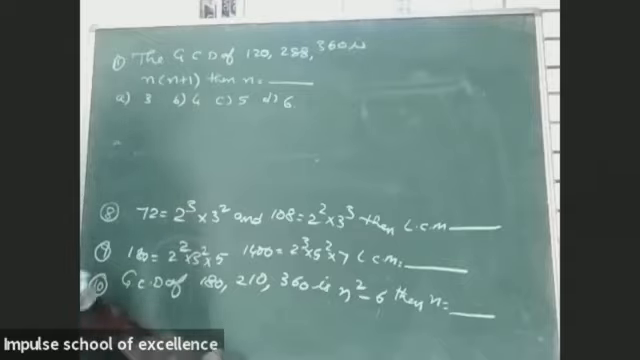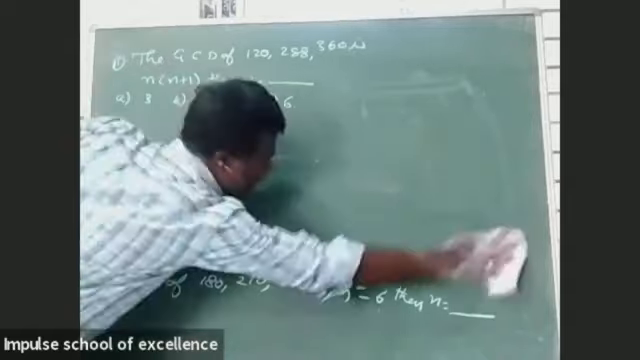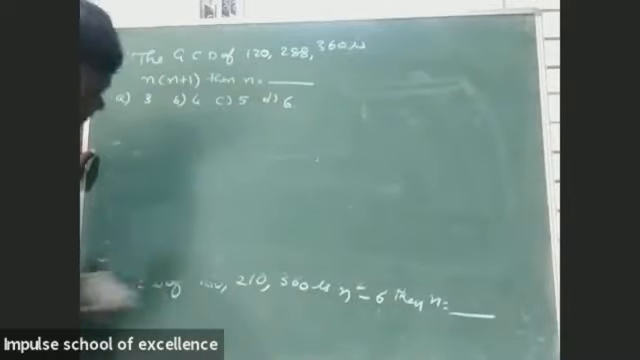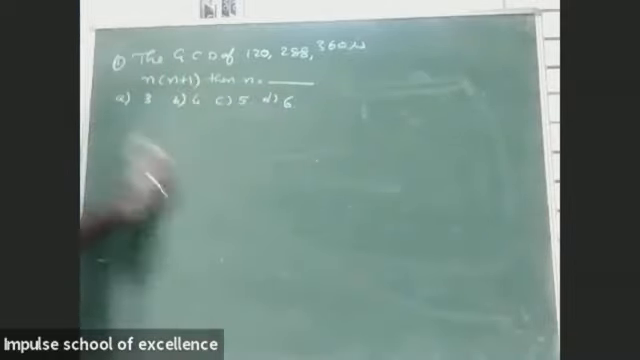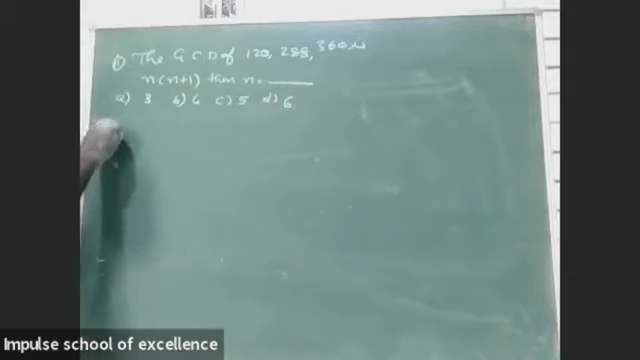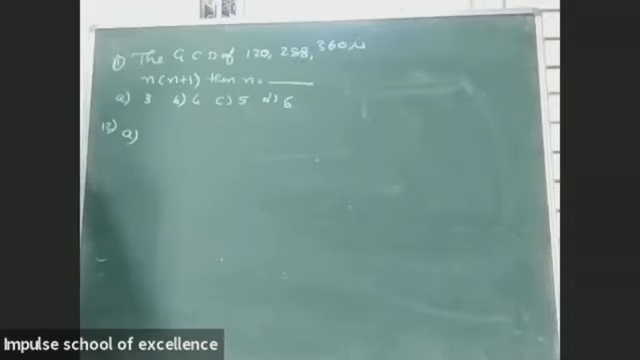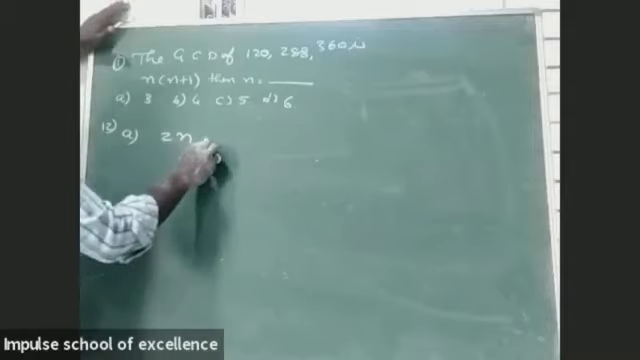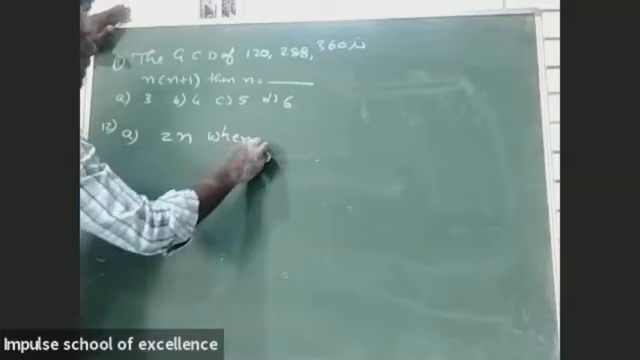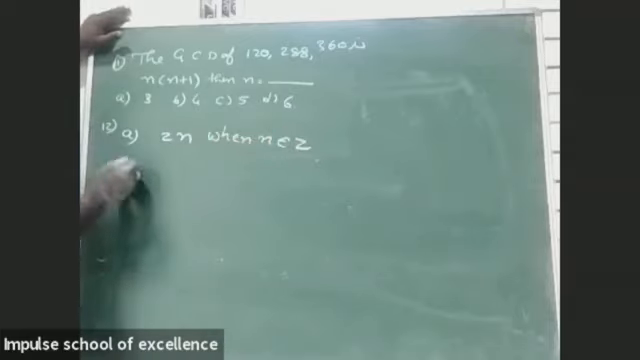Next, right? This question is in our maths textbook only. Which of the following is the correct statement? Option A. Every positive even integer is in the form of 2n, where n is an integer.